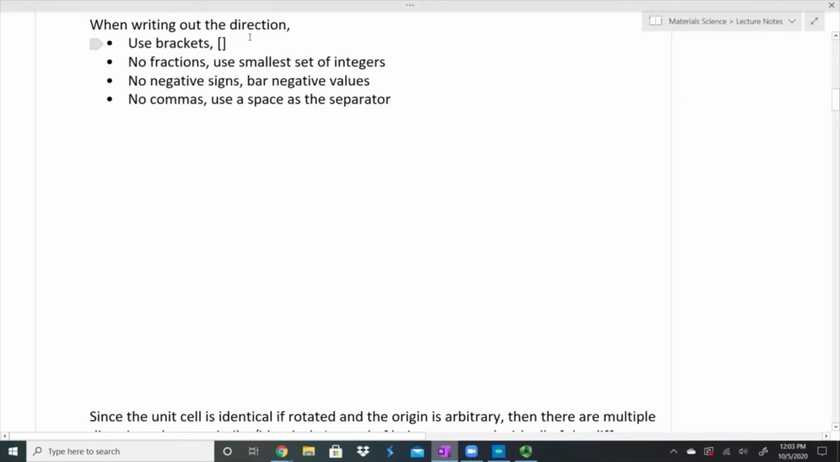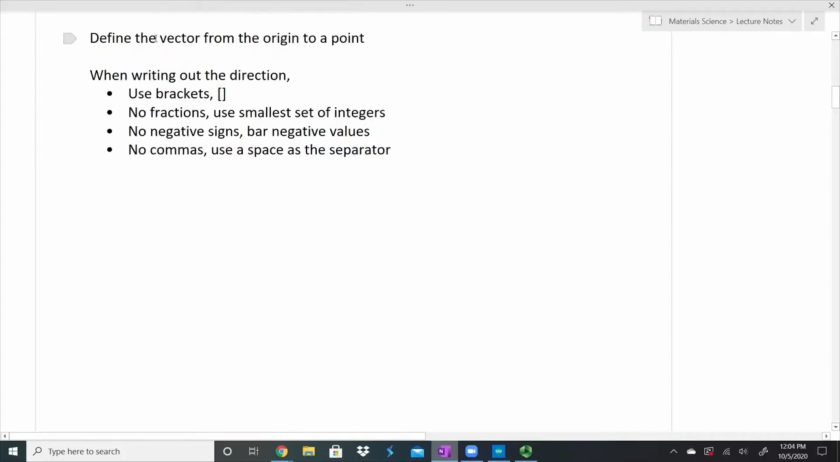Again, just some things here when we actually finally start to write down our things. This time we are going to use enclosures. We're going to use brackets, and brackets are going to be the square brackets here. We're not allowed to use fractions here, so what we're going to do is we're going to make sure that we have the smallest set of integers that are going to be used. We're not going to be using negative signs. If we do have to go backwards, we're going to bar a negative value if we happen to do that. And I know up here I said that we want to define the vector from the origin to a point. We could go from a point to an origin and possibly be going backwards at that point. We'll do that in one of our examples so that we do get a negative number.